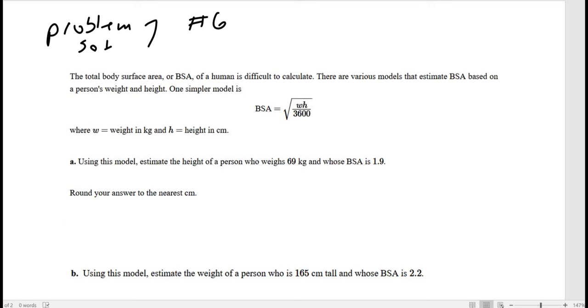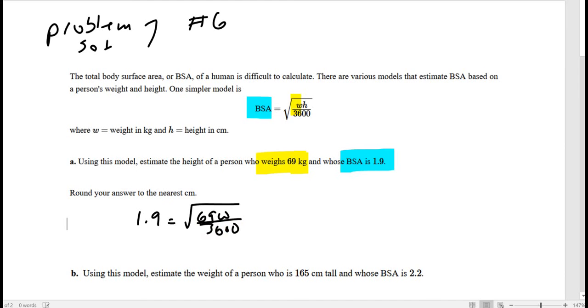So part A is, using this model, estimate the height of a person who weighs 60 kilograms and whose BSA is 1.9. So the weight is 60 kilograms, or 69 kilograms, and the BSA is 1.9. All we've got to do is substitute that in for the appropriate variables, so the weight goes in for W. And the BSA is 1.9, so we'd have 1.9 equals the square root of 69 times W over 3600. Now we need to solve that for W.